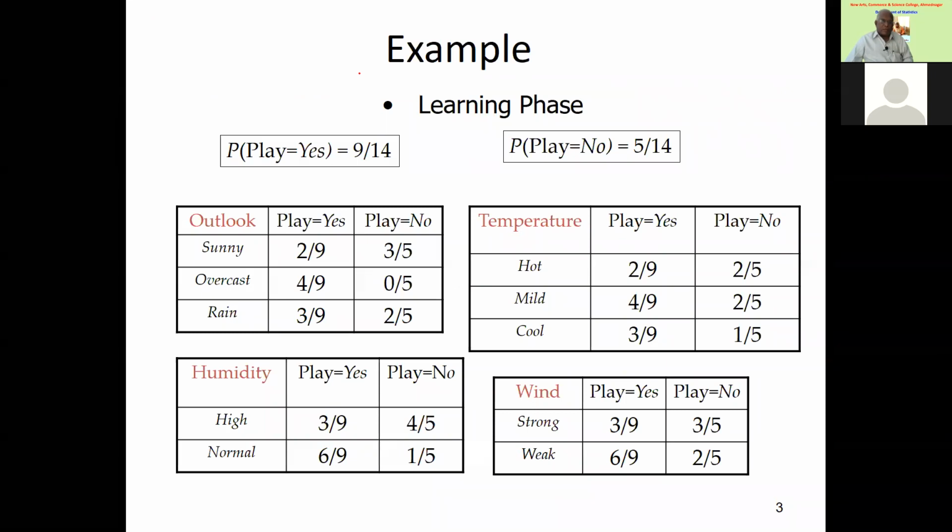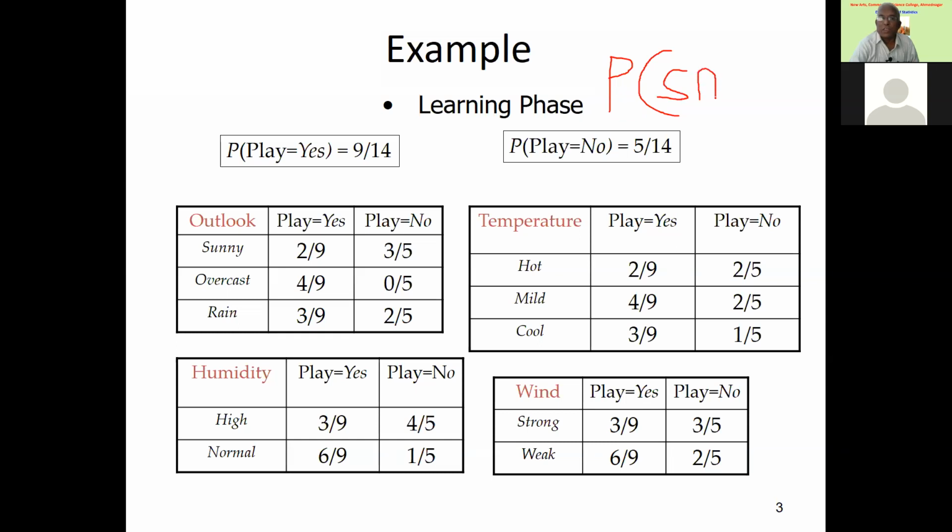So see here, the probability that outlook is sunny and play is yes. Outlook is sunny and play is yes. It's a kind of joint probability. Probability outlook is sunny, intersection with play is yes. This is what this probability is.